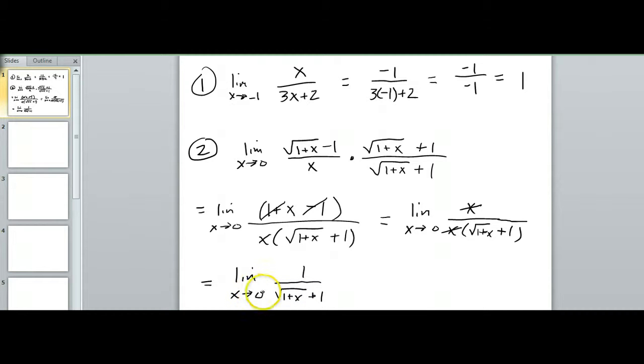Now notice that if I plug in a 0 in here now, I don't get division by 0 on the bottom. And since we don't get division by 0, we just plug it in, we get 1 over the square root of 1 plus 1, which is 2, so we get a limit of 1/2.